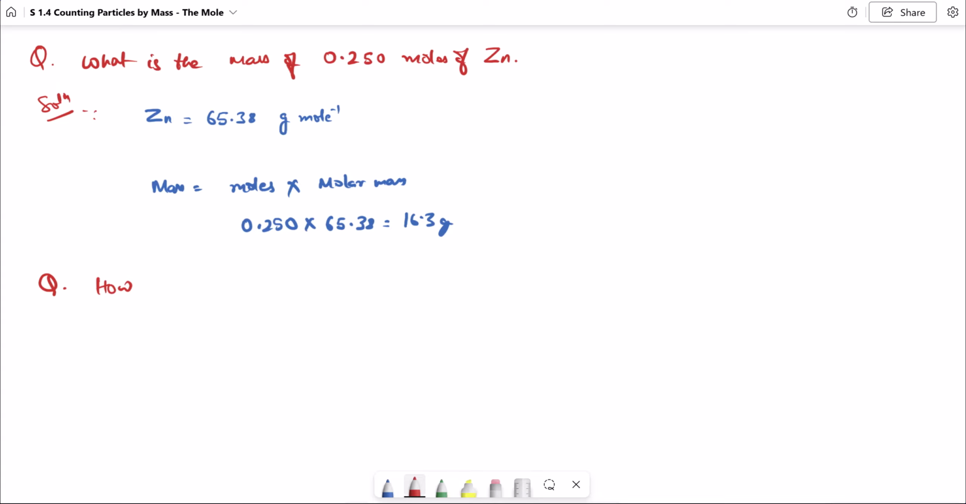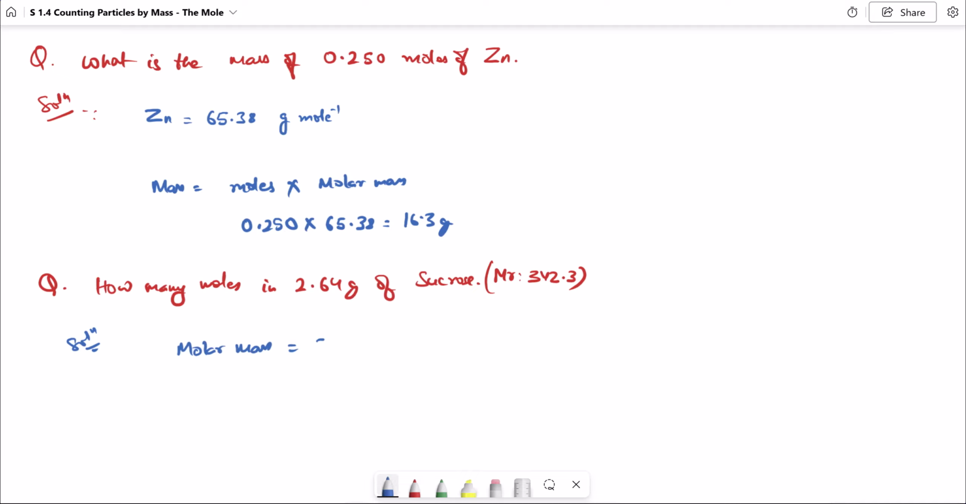The question says, how many moles in 2.64 gram of sucrose, and the molar mass of sucrose is given in the question, 342.3. How to do? Simple. So the molar mass is given in the question, 342.3 gram per mole. Now we have to find the number of moles.